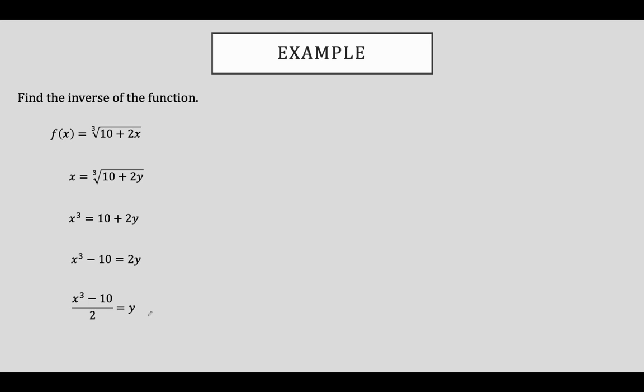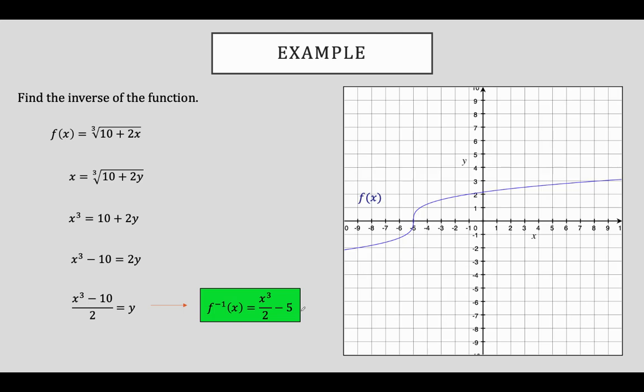There is my inverse function, and using the notation, we would have f inverse of x, if we simplify it out a little bit, would be x cubed divided by 2 minus 5. And graphically speaking, this is the shape of our graph of f of x. We take that graph, we reflect it over the line y equals x, and that gave us our inverse function. Okay, so a good review of inverses.